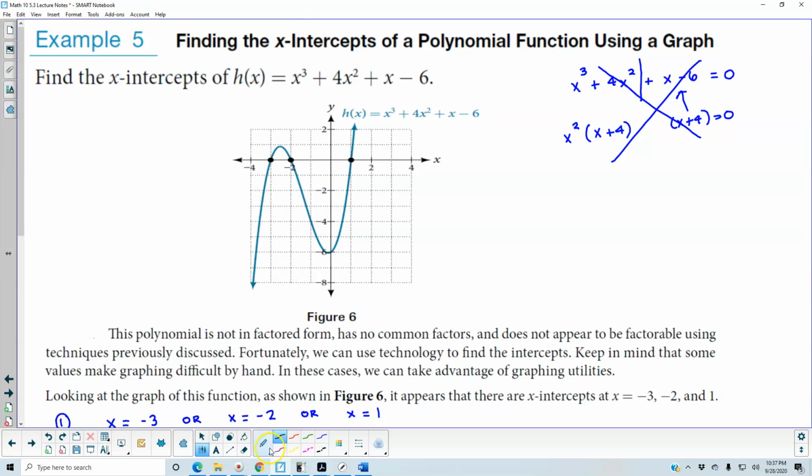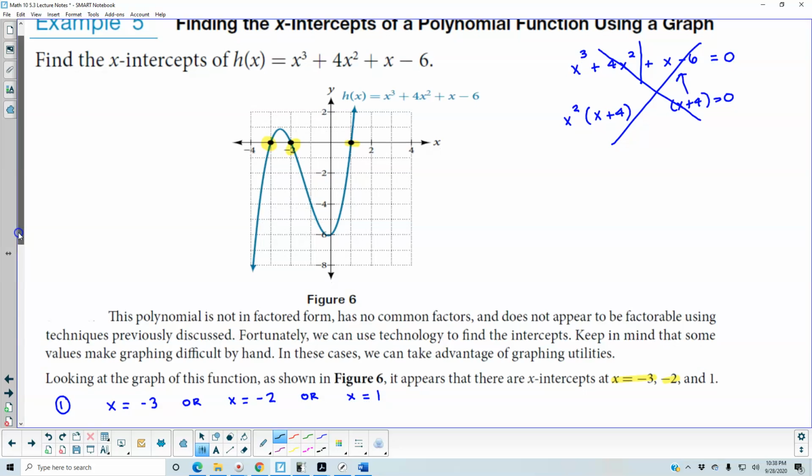So, the first thing we want to do is look at the graph of this function and see where it crosses the x-axis to find the x-intercepts. If we look here, we have an x-intercept at -3, and then we have another one at -2, and we have another one at +1.